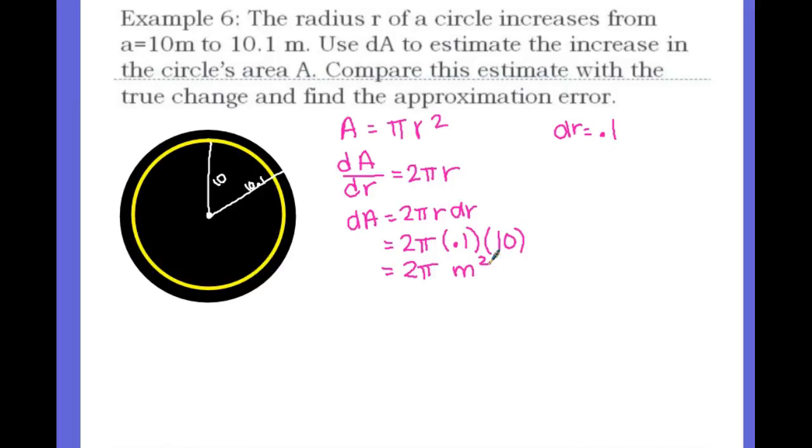Wait a second. Would you plug in 10 per hour and 0.1 for dr? I did. I just, when I wrote them, I said it separately. Let's talk about the true change in area. So area of the outside circle compared to area of the inside circle. So the area of the outside would be pi r squared, where r is 10.1. So it'd be pi 10.1 squared minus pi times 10 squared.